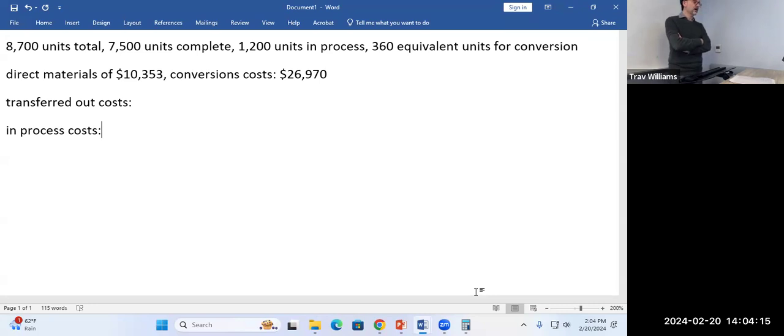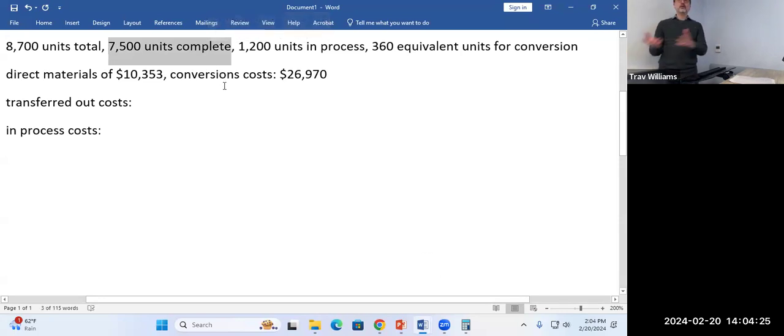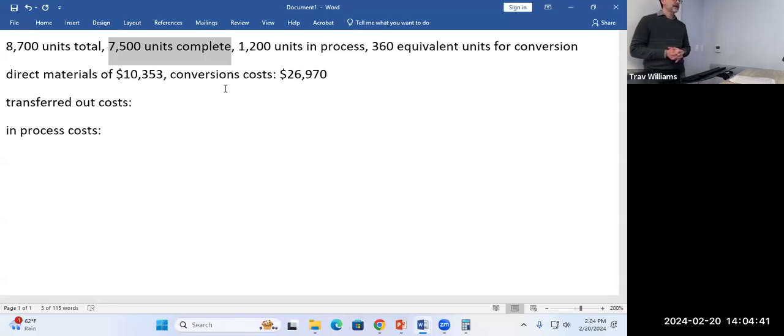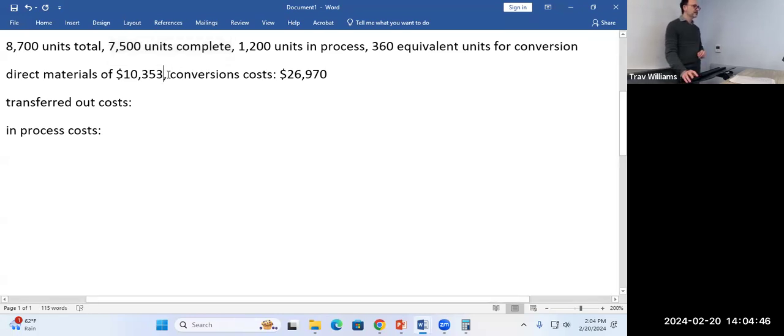Well, now we're trying to figure out costs. So we know how many units we're dealing with. The ones that got transferred out are the ones that are complete, right? Because that's when you can transfer it, is when it's complete. So we know it's 7,500 units, but how much of the costs were for those 7,500 units? You divide the cost of direct materials by the complete units, conversion cost by the complete units. Yeah, exactly.